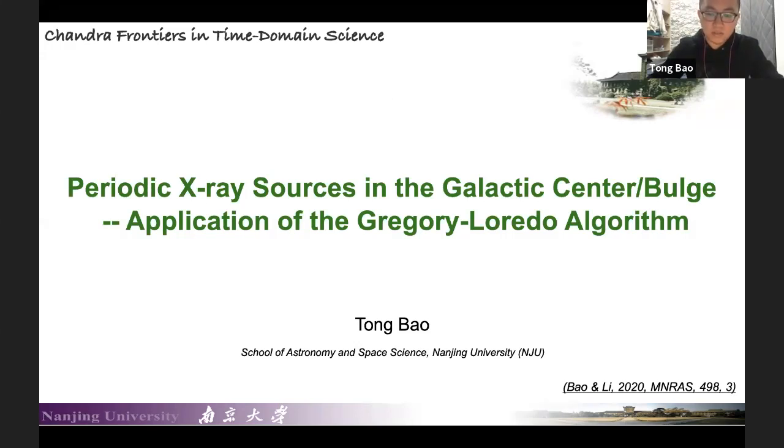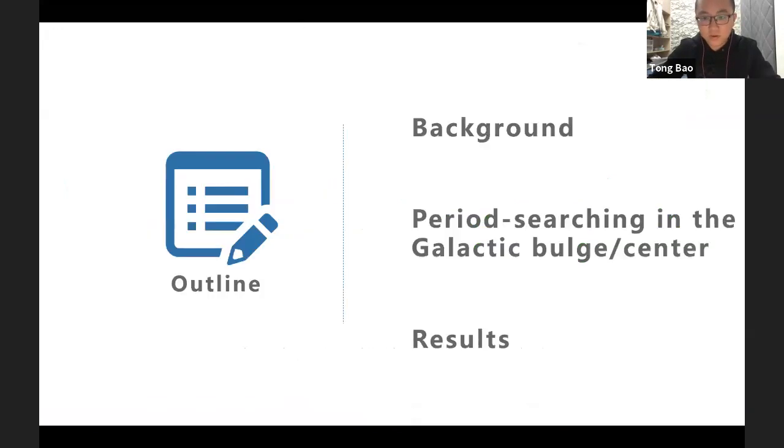I'm Tombaugh from Nanjing University. Today, I would like to introduce my recent project about the periodic X-ray sources in the Galactic Center and Bulge by using the Bayesian-based method called the Gregory-Loredo algorithm. So I'll start from the background, why periodic X-ray sources matter and what we can obtain from their light curves. And then I will introduce the period searching in the Galactic Bulge and Center, including the procedures and the simulation. And finally, I will present my results and further discussion.